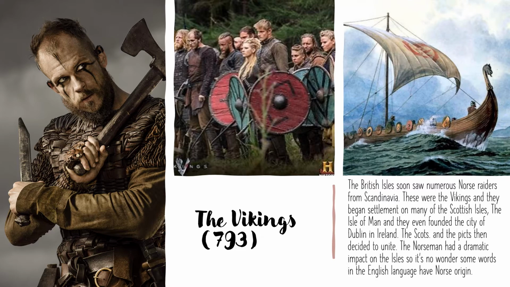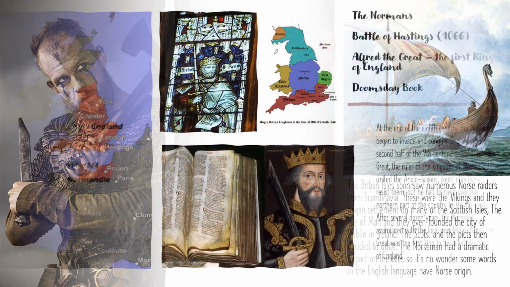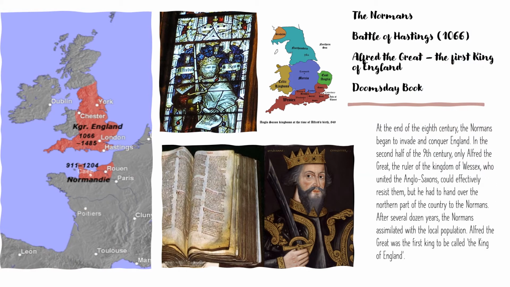Okay. At the end of the 8th century, the Normans began to invade and conquer England. In the second half of the 9th century, only Alfred the Great, the ruler of the Kingdom of Wessex, could resist them. He united the Anglo-Saxons, and so the country could effectively resist the Normans. But he had to hand over the northern part of the country.